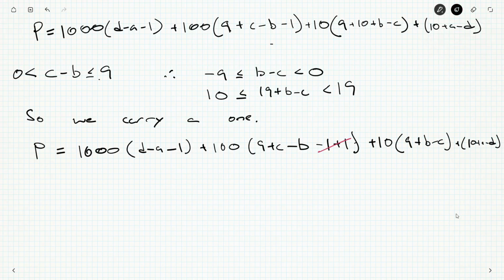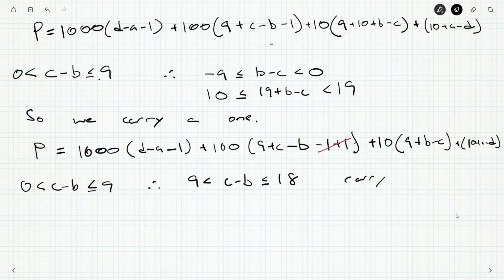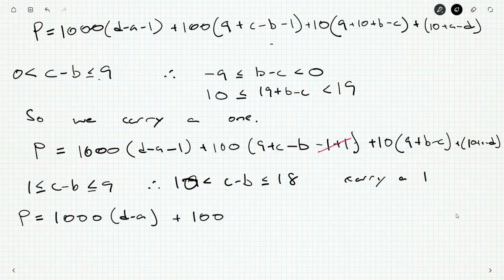What can we have here? Are we carrying digits? Must we carry digits? So 0 is less than C minus B, less than or equal to 9. So 9 is less than C minus B, less than or equal to 18. We carried a 1 because it's got to be, we could rewrite this as 1 less than or equal and then say it's 10. So now what have we got? Well, then P is equal, we carry the 1 forward, D minus A plus 100, and now it'll be C minus B minus 1. Well, hey, we had that before. Oh, yeah, the 10 obviously brings it all forward. Plus 10, 9 plus B minus C, plus 10 plus A minus D, and D minus A is a single digit, so we're fine.